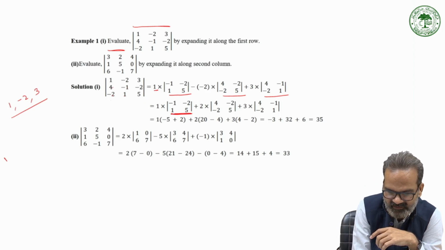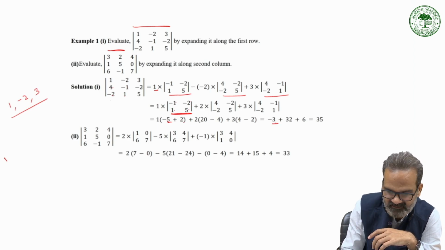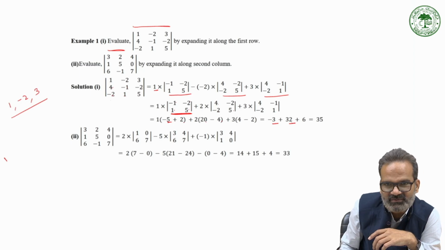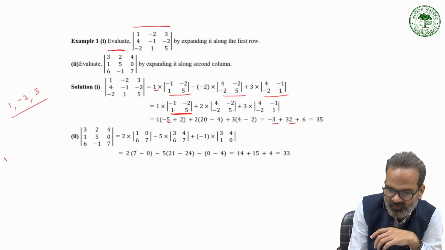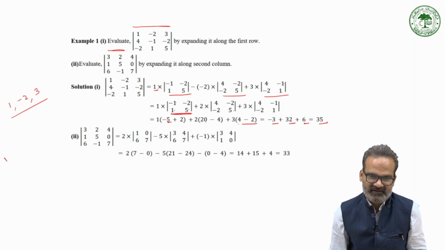Now you can calculate the values of this determinant. This is a determinant of order 2. So 1 into minus 5, that is minus 5, minus 2 into 1 is minus 2. So minus minus plus, so minus 5 plus 2, you will get here minus 3. Clear? Here 2. 4 into 5 is 20. Minus minus plus 2 into 2, 4. So 20 minus 4, you will get 16. 16 into 2, that is 32. Third, 4 into 1, that is 4. Minus 2 and minus 1 is minus 2. So 4 minus 2, you will get 2. 2 into 3, that is 6. Sum of these all, you will get 35 as the value of the given determinant, right?